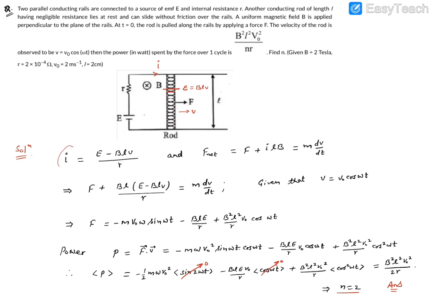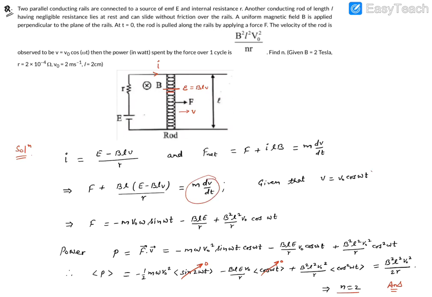Now we can put the value of I in this expression. It will be F plus BL times I, which is E minus BLV divided by R, equal to m dv by dt. We have been given that the solution of this, for the velocity as a function of time, is V equal to V naught cos omega t. Now we can substitute the V value in this expression and find the force applied.